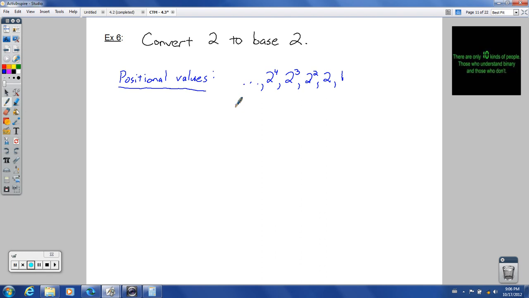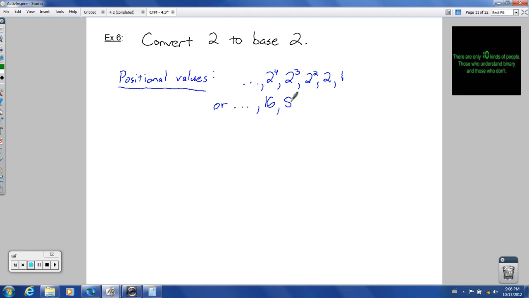So you could say this is equivalent to saying 2 to the 4th, 16, 2 cubed, 8, 2 squared, 4, and then 2, and 1. So what are your place values here? My number is 2. What's the largest one of these numbers that divides evenly into 2? Well, it's 2. What's 2 divided by 2? You get 1 with a remainder of nothing. No remainder, so the remainder is 0.